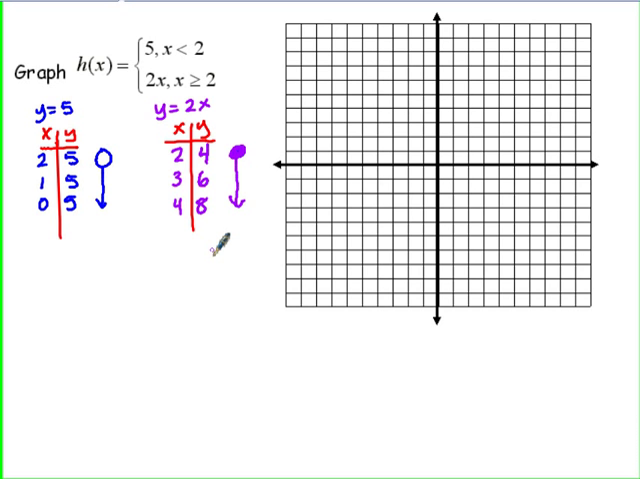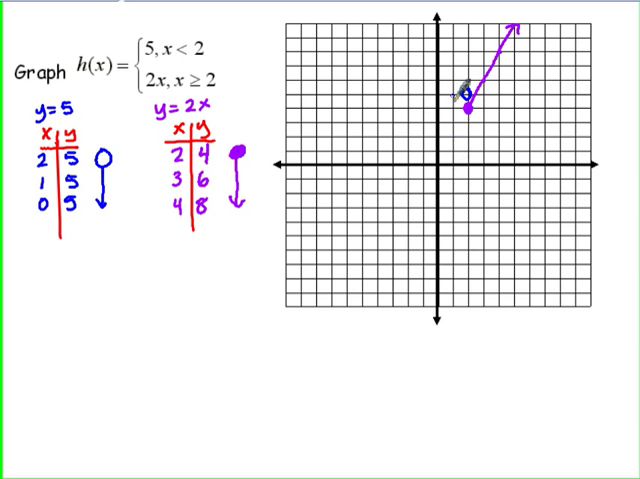All right, let's go ahead and plot these. 2, 4, solid filled in dot. 3, 6, 4, 8. So that's one piece, and the other piece is in blue. And we have 2, 5, and it's an open circle.